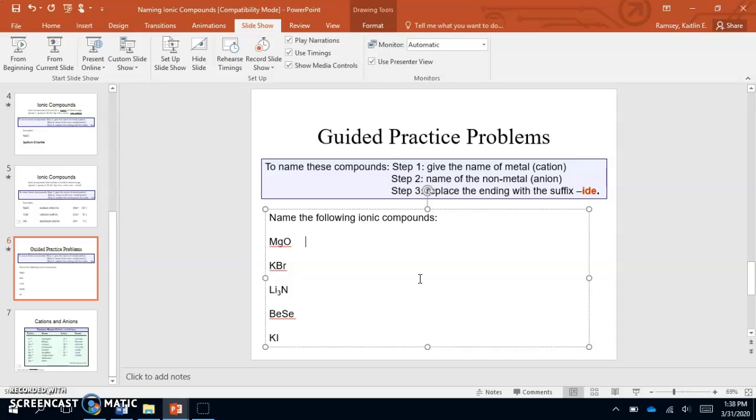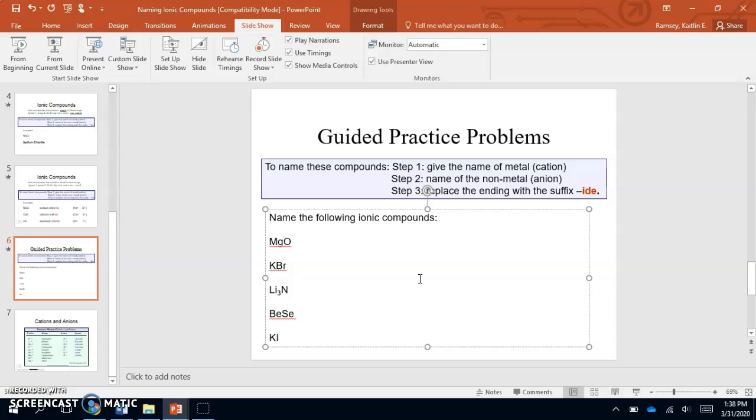So let's look at the first one. So we have Mg and O. If you look at your periodic table, you need to find those 2 elements, right? We know that one's going to be a metal and one's going to be a nonmetal. Okay, so Mg is what? It's magnesium. So step 1 was finding the metal, magnesium.